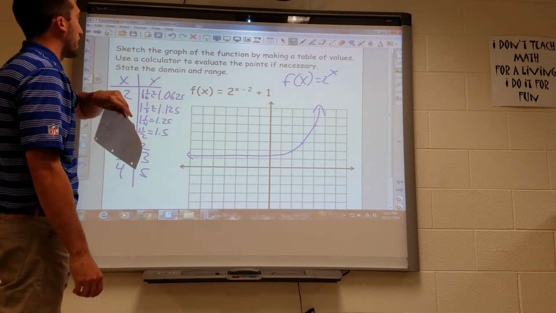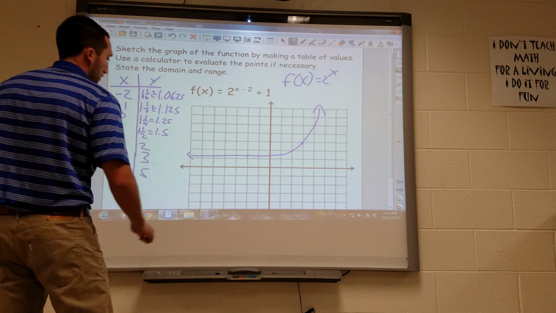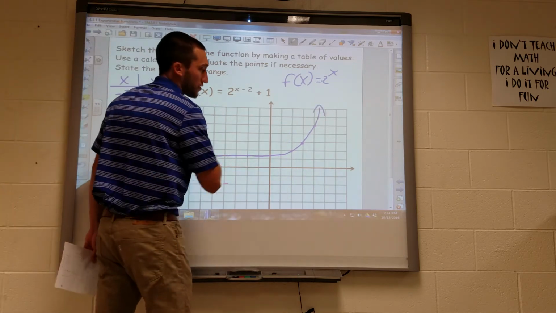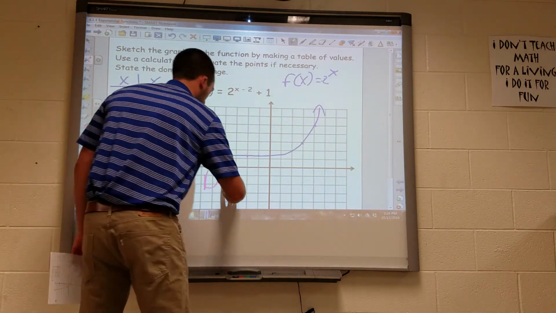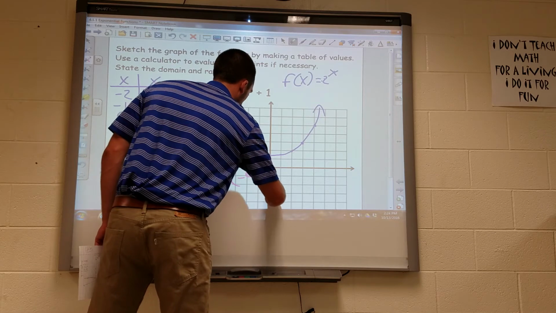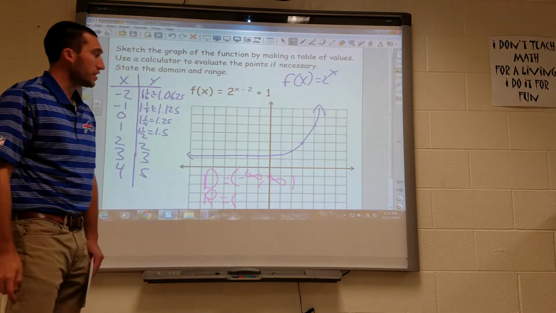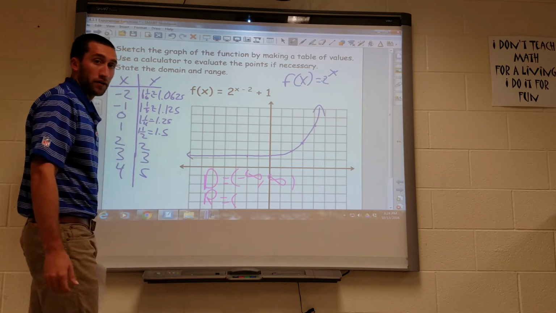This question also asks us to state the domain and range. So the domain of this graph, my x values, there's no limit to my domain, right? I'm going to be able to touch any x value that I want. So my domain is negative infinity to infinity. My range, so my range, I'm never going to drop below 1, right?